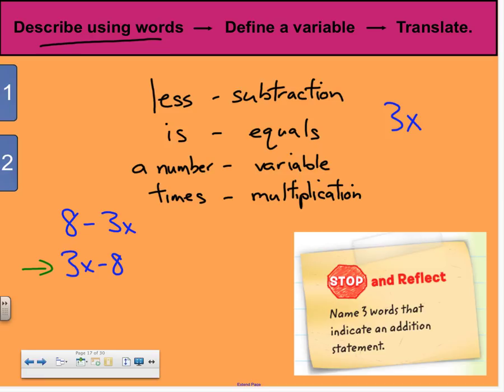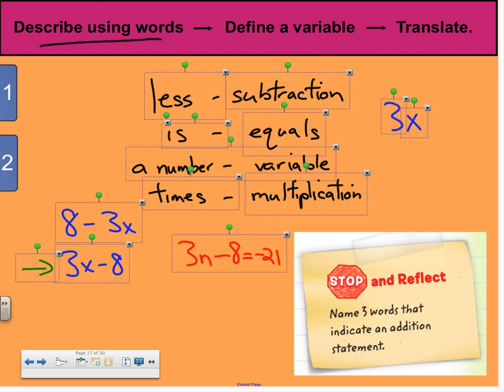Now, 8 less than 3 times the number means it's 3n minus 8. And we know that that equals negative 21. So be very careful when you're translating these. Let's do another example real quick.